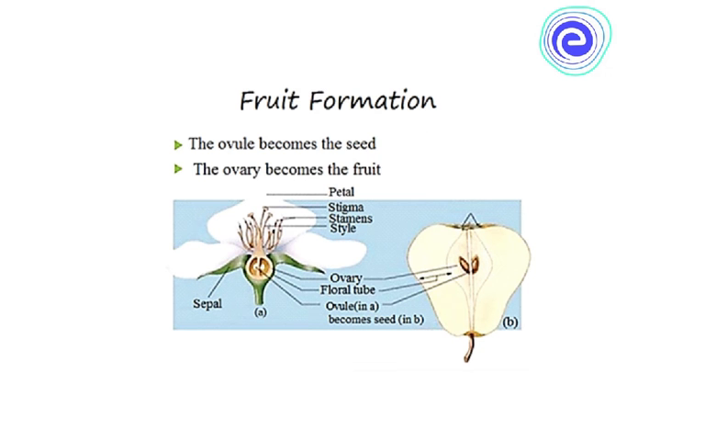Now another very beautiful diagram showing you fruit formation. The ovule is going to become the seed. So the ovule in A will become the seed in B. So this is B and this is A. So the ovule in A will become the seed and the ovary wall will become the fruit wall. So the ovary will become the fruit. The ovary wall will become the fruit wall. And sometimes that is what we eat. We eat the ovary wall.